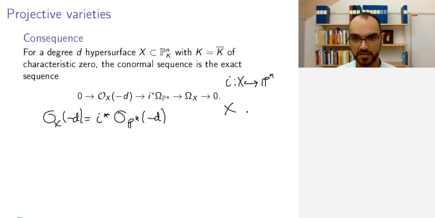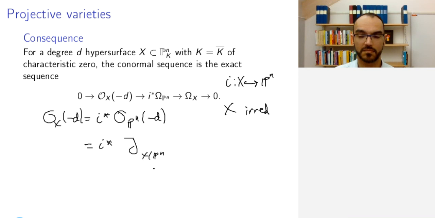And if X is irreducible, let's restrict to that case, then this O_{P^n} of minus d, it's an exercise for you to show that this is the ideal sheaf corresponding to this embedding. We're getting closer to why this is J mod J squared. So this is the J we are looking for, the J from the previous slide, the ideal sheaf corresponding to the embedding. But why is this J mod J squared?